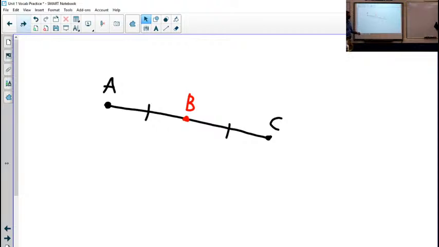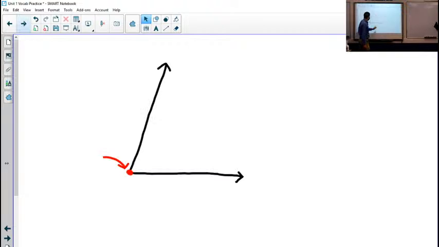That's midpoint. Midpoint is exactly in the middle and splits the segment into two equal pieces. That is a midpoint. All right, but our focus has been on angles, so we're going to start talking about angles. What's that point called? This one's a tougher one. Starts with a V. What was it?